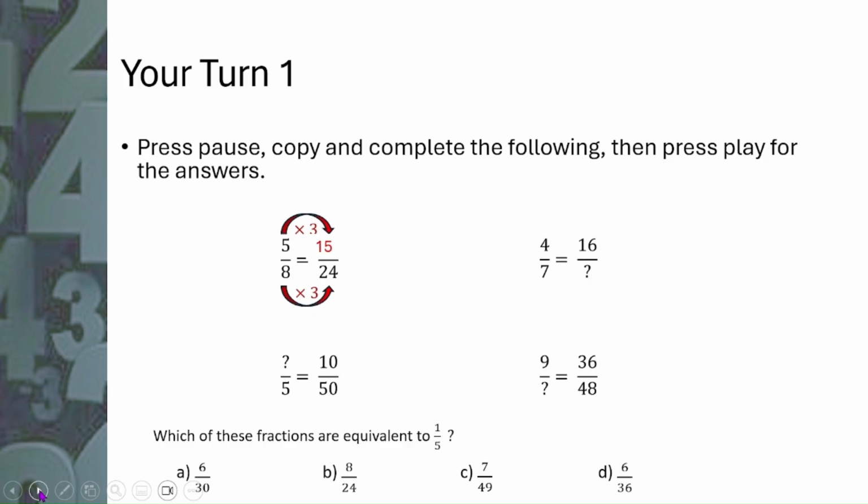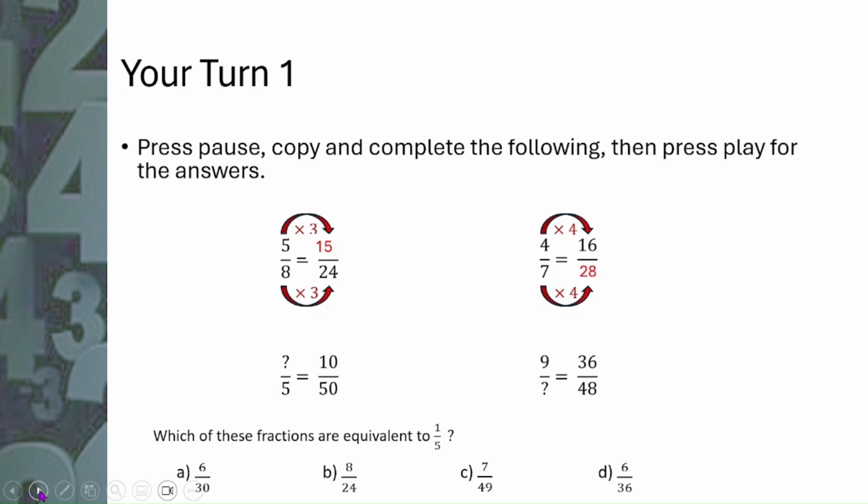Let's look at the second question. I know that 4 times 4 is going to give me 16. So remember, what I do to the top, I must also do to the bottom. Or we could say what we do to the numerator, I also do to the denominator. So we have to multiply the denominator, or bottom value, by 4. 7 times 4 gives me 28.